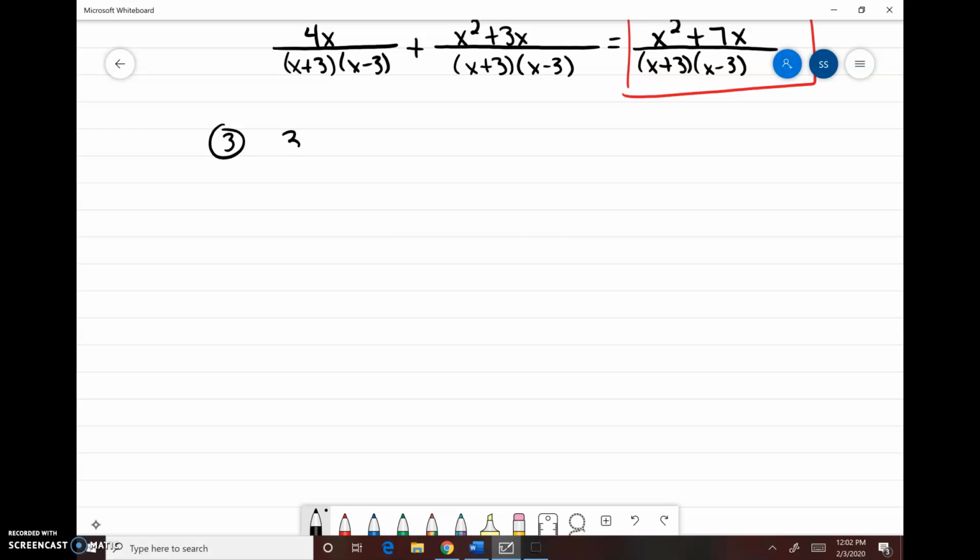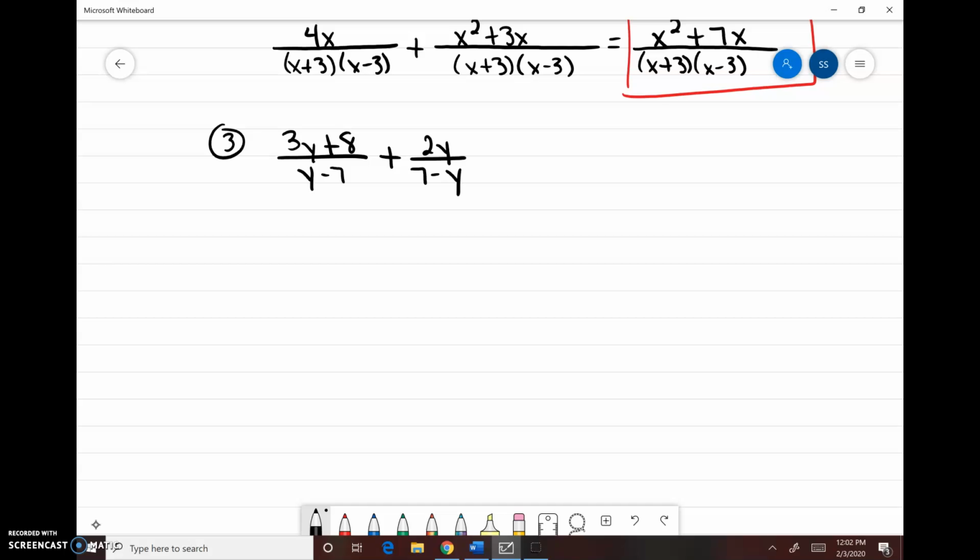So let's say we have 3y plus 8 over y minus 7 plus 2y over 7 minus y. Now, if we look at these denominators, they are really, really close. But they're not exactly the same. They're what we consider opposites.